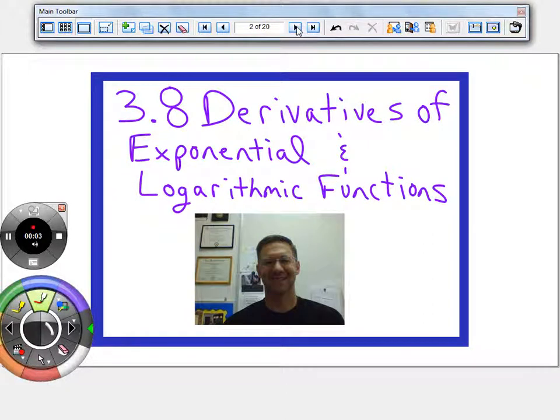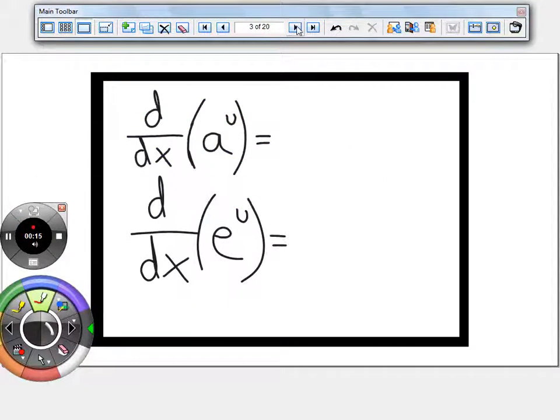Alright, I'm ready to show you some things with section 3.8, derivatives of exponential and logarithmic functions. It's a pretty straightforward section. It's not too crazy.